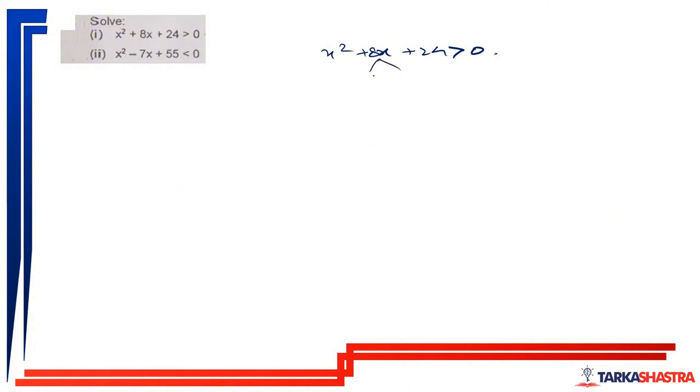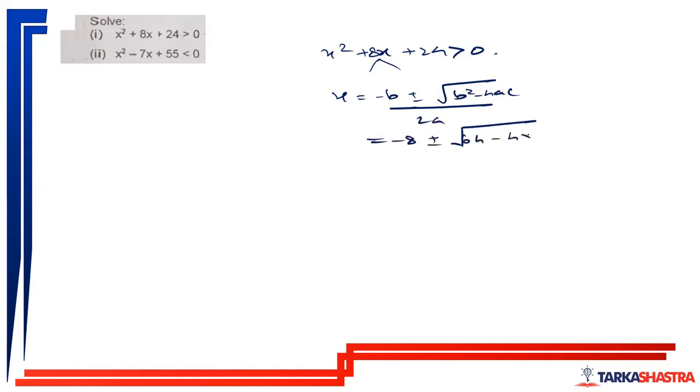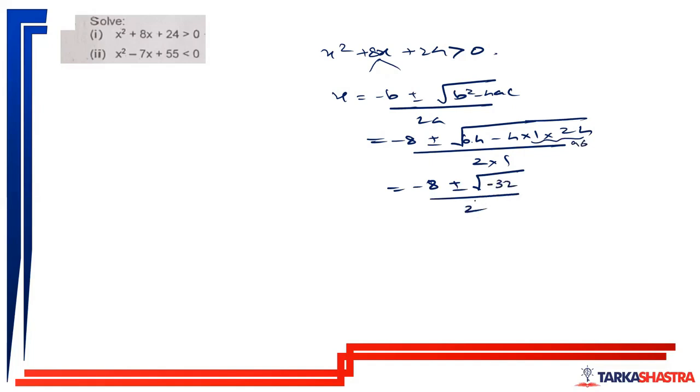We will just find out the roots using this method: minus b plus or minus under root of b square minus 4ac upon 2a. Minus b is -8 plus or minus under root of b square, so 8 square is 64, minus 4 into a is 1 and c is 24, divided by 2 into 1. Now this is -8 plus or minus under root of 64 minus 96. 64 minus 96 is -32, upon 2. Now the roots are imaginary.